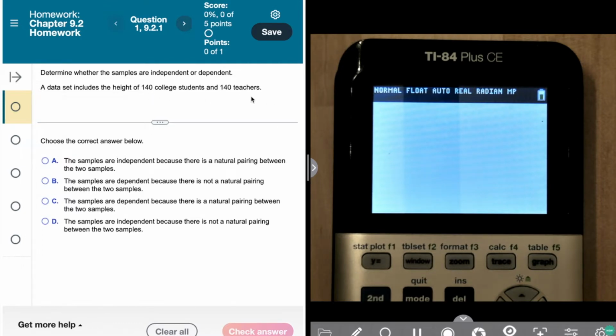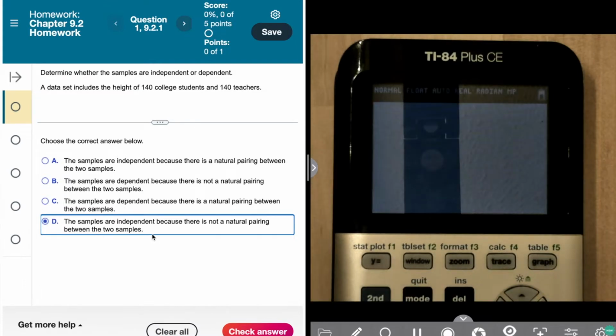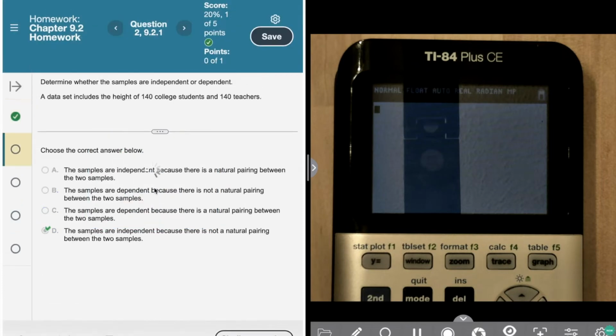I mean, I don't know, there is a rare subset where there are people who are in college, maybe they're getting their doctorate, but they're currently a teacher, or maybe they're working on their master's and they're currently a teacher, like myself at one time. But I think we're going to say they are independent because there is not a natural pairing between the two samples. I think what that's saying is, we don't think that these two are going to overlap at all. Cool, and my guess was correct.